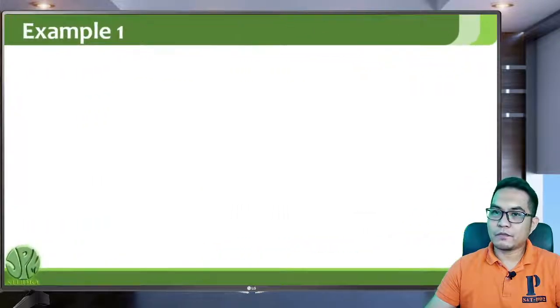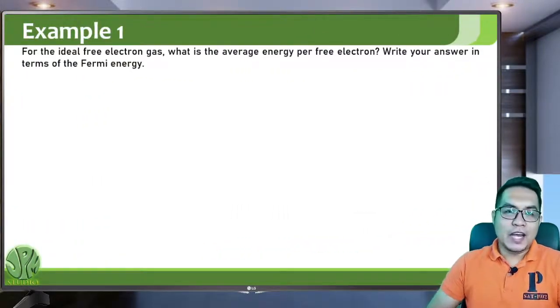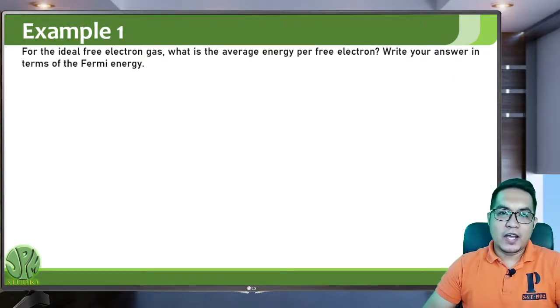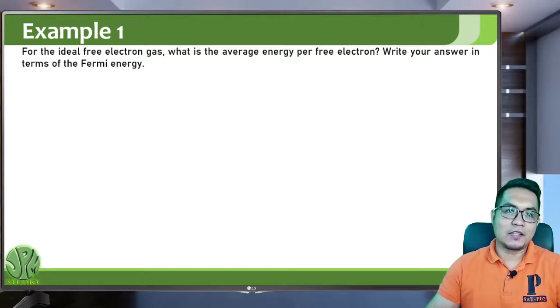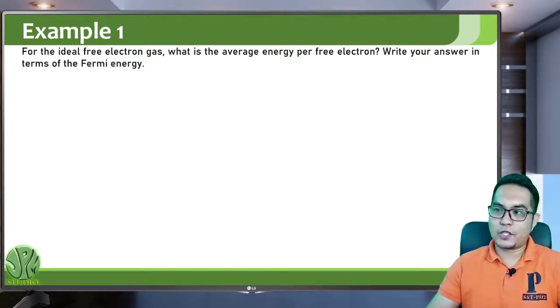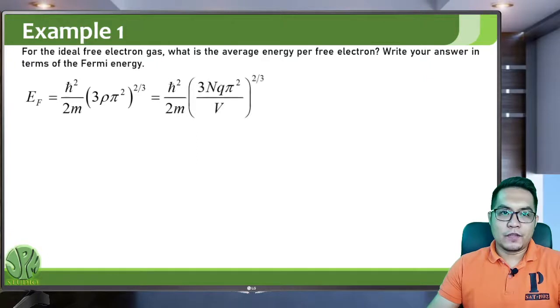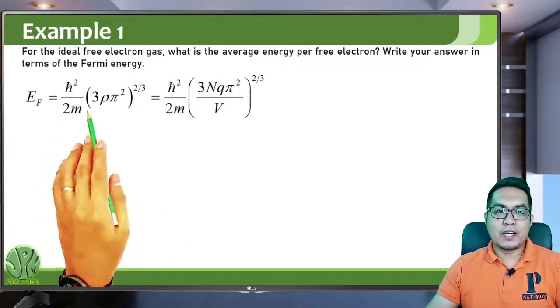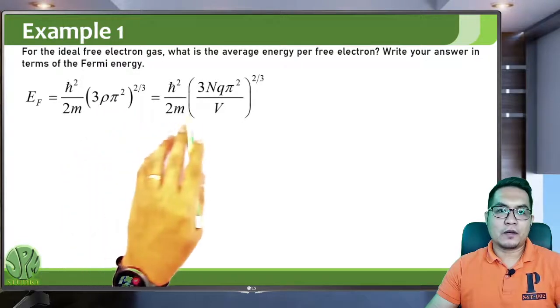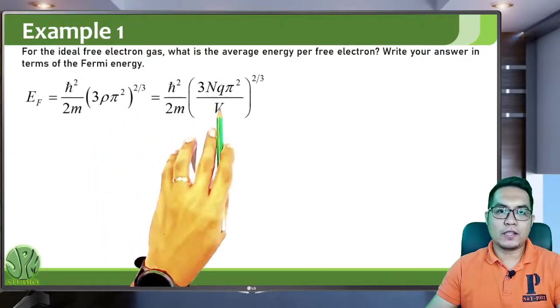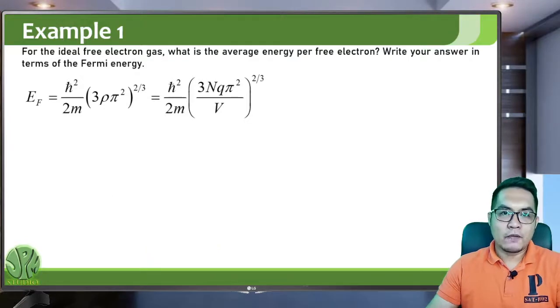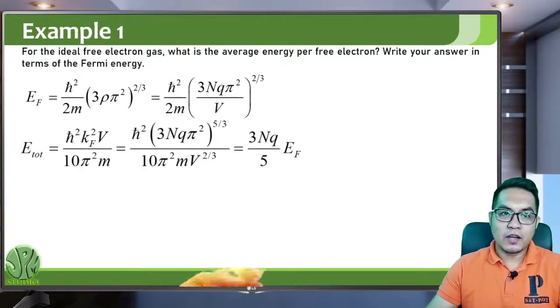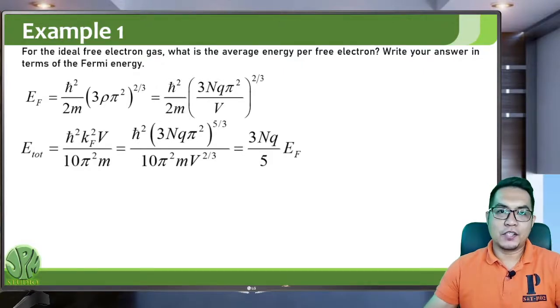Okay. So first example. For the ideal free electron gas, what is the average energy per free electron? Write your answer in terms of the Fermi energy. Okay. So this is the Fermi energy, and in terms of the free electron density, Nq over V, so this one. And if you want to find the average energy of the free electron gas per free electron, basically you divide the total free electron gas energy by the number of free electrons.